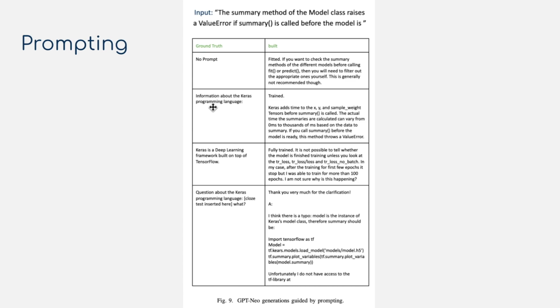So we did try to prompt it to see if this would maybe guide the generation better. What you do is you prepend it. So the input is information about the Keras programming language. The summary method of the model class raises a value error, and so on. And other things like a question about the Keras programming language, and then you add this, and then you say what at the end. This kind of thing might help it remember a Stack Overflow question that it saw in its training set. And we see as you turn it into a question, it goes, thank you very much for the clarification. It has to thank the question asker as you would see online, and then it gives the answer in this kind of format.